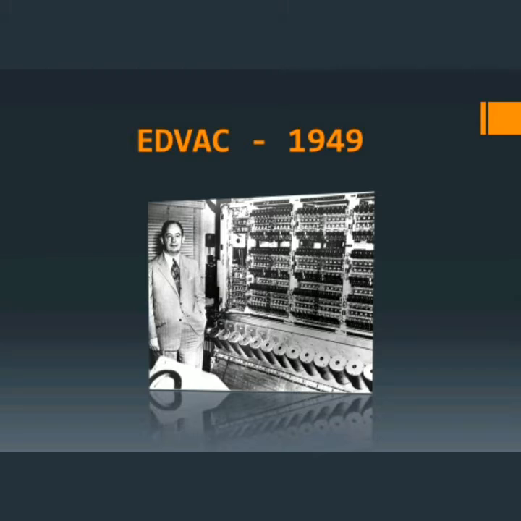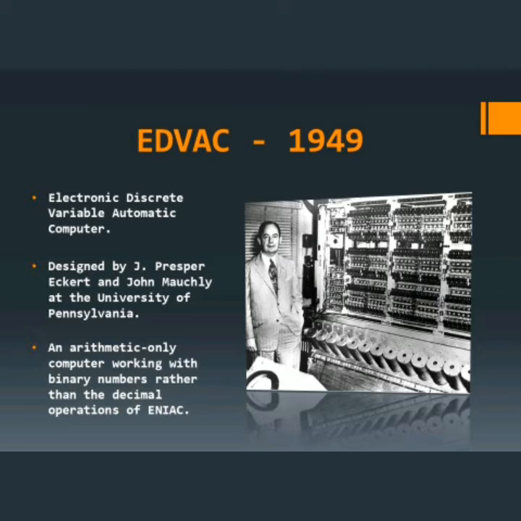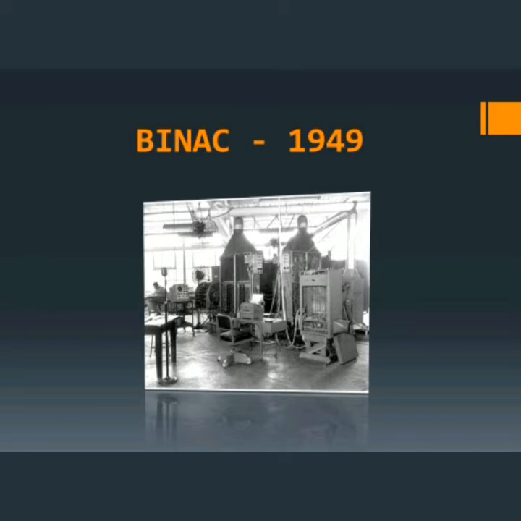The first digital computer designed with internal programming capacity was the EDVAC, acronym for Electronic Discrete Variable Automatic Computer, constructed in 1949. EDVAC was designed by J. Presper Eckert and John Mauchly at the University of Pennsylvania, an arithmetic-only computer working with binary numbers rather than the decimal operation of ENIAC. In 1949, the Binary Automatic Computer, BINAC, was one of the first electronic computers.